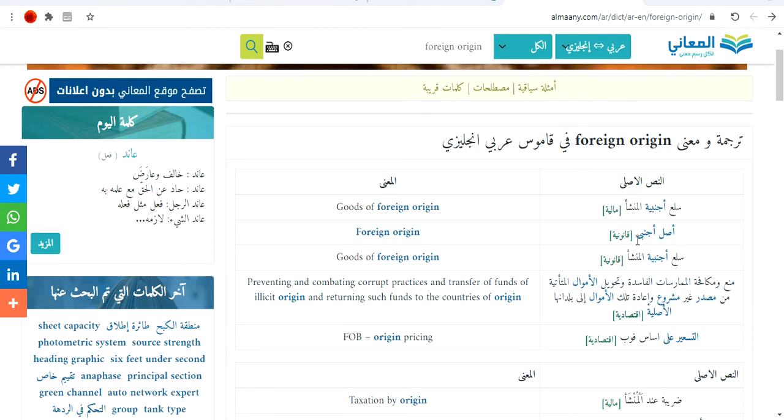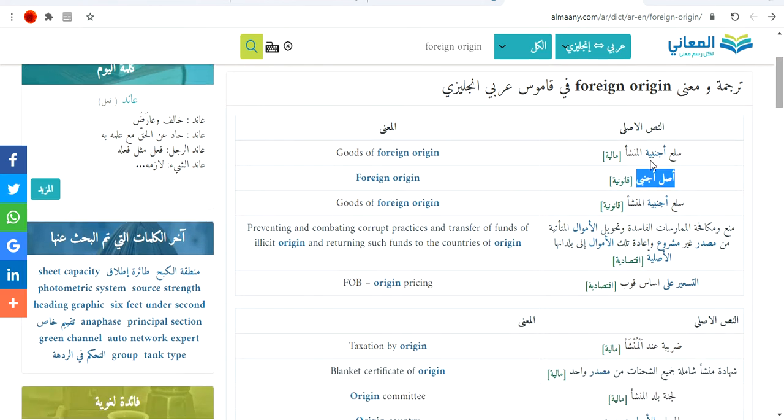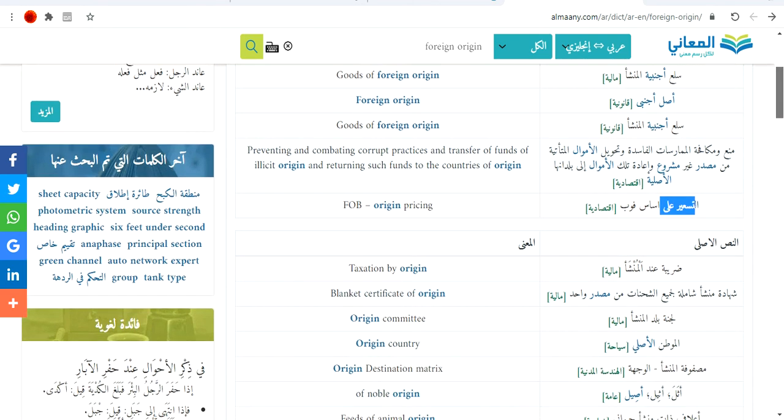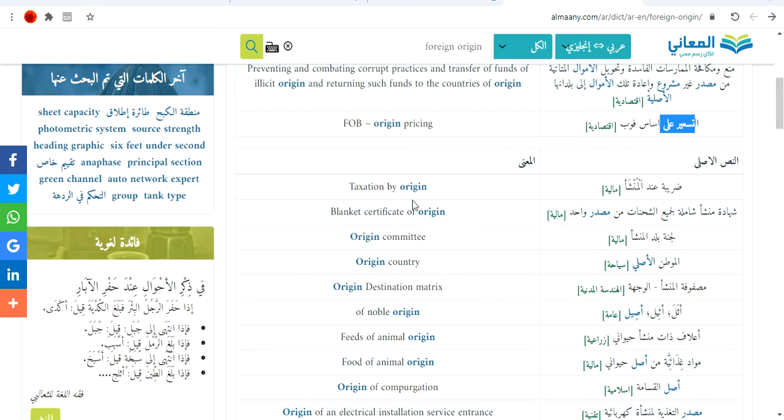Foreign origin here in the legal genre, the best translation is أصل أجنبي. And this is what again is distinguished about this dictionary. Origin pricing, تسعير على أساس المنشأ, هنا في FOP. Okay, so here if you want to know more context or more phrases using the word origin.